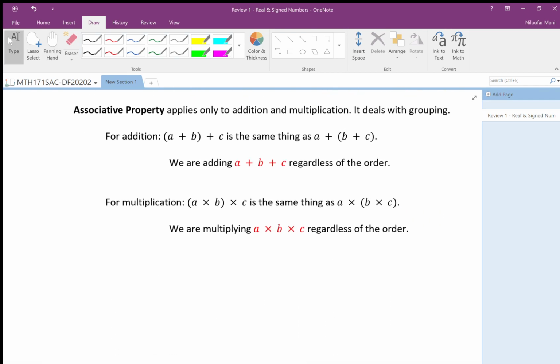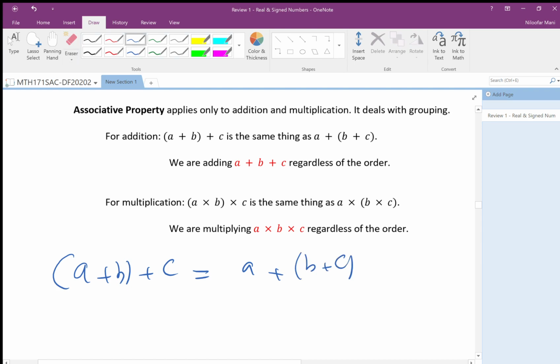Associative properties apply only to addition and multiplication. For example, if I have grouping in addition, it doesn't matter. When I have all addition, I just add them. So here, for example, this one plus this one plus this one is the same as this one plus this one and this one. Because it's just addition, it doesn't matter whether I use the grouping or not, because I just add them all.